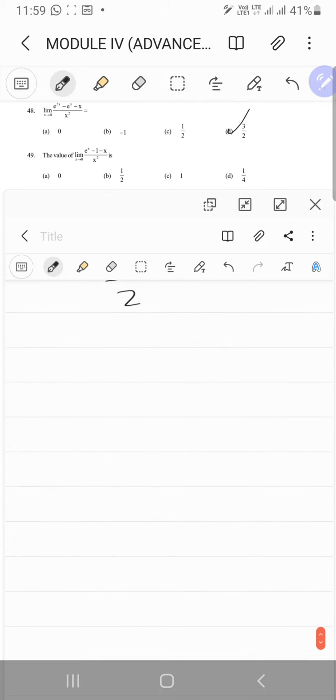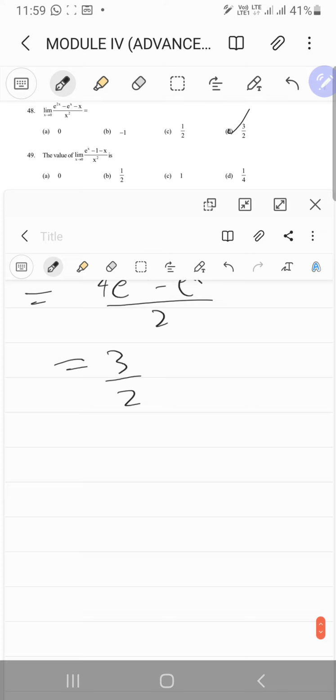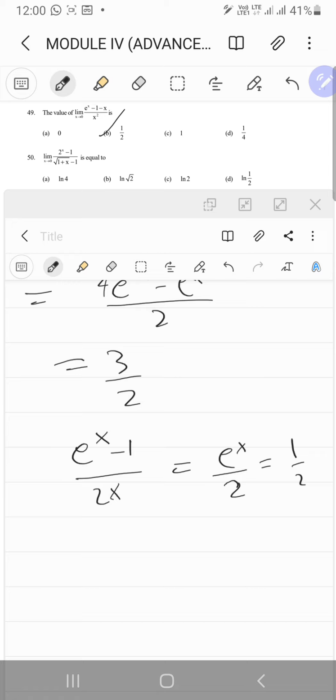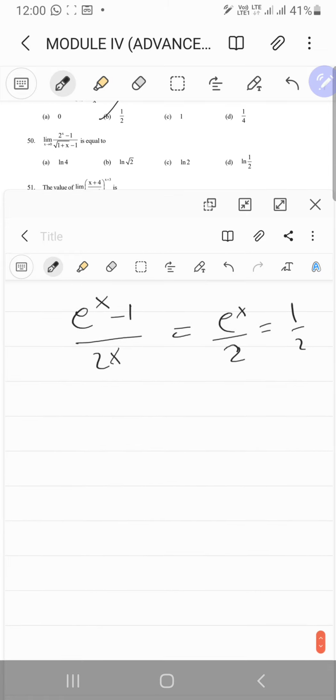Next, we have the value of limit x tends to 0 of e to the x minus 1 minus x upon x squared. Is this a 0 by 0 situation? Yes, it is. So just take the derivative. So e to the x minus 1 upon 2x. And then this can be written as e to the x upon 2, which is 1 by 2. No problem. Next question. I guess this is completely correct.